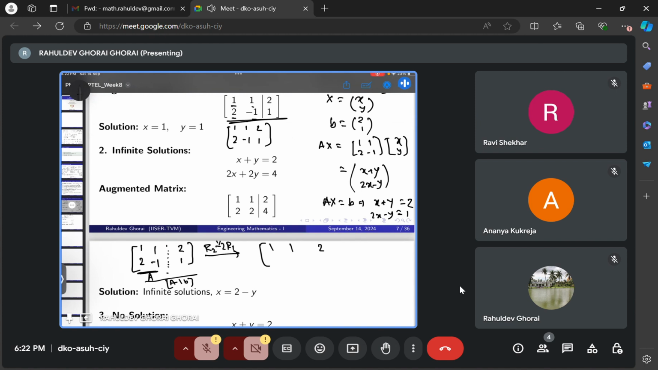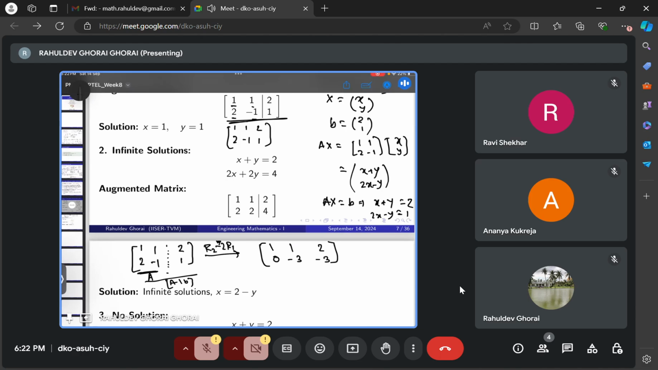So the change will be in this R2. R2 will be, sorry, R2 minus 2 R1 only. So R2 minus 2 R1 will make this one 0. This will be minus 3, because minus 1, minus 2, minus 3. This will also be minus 3, right?